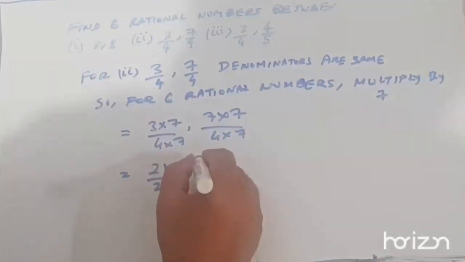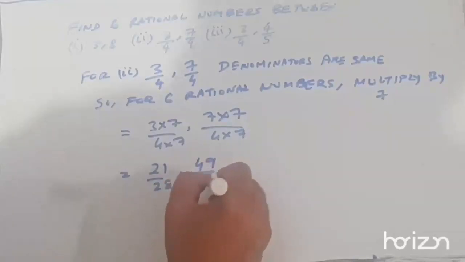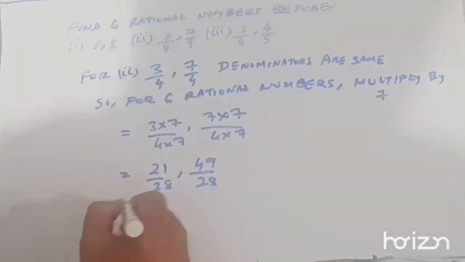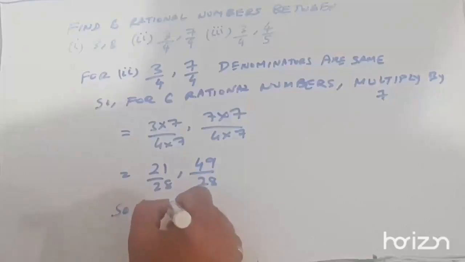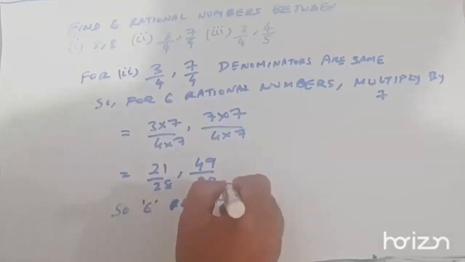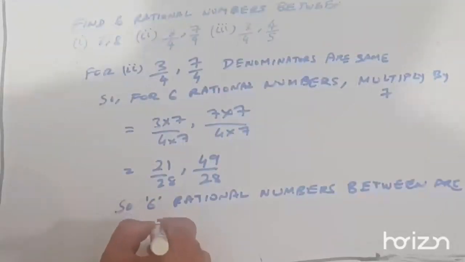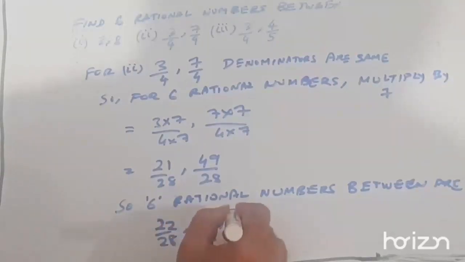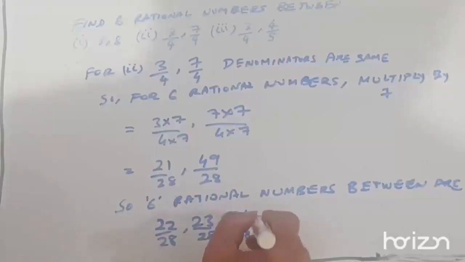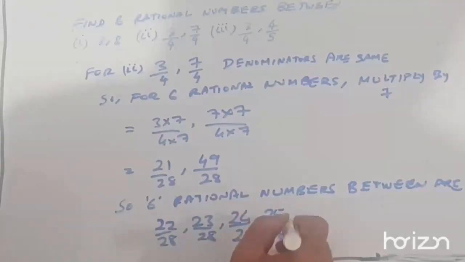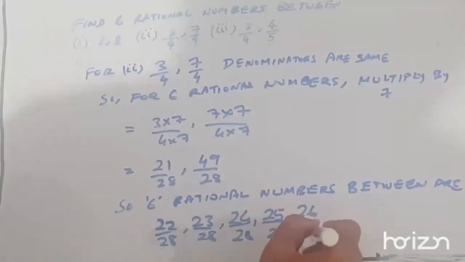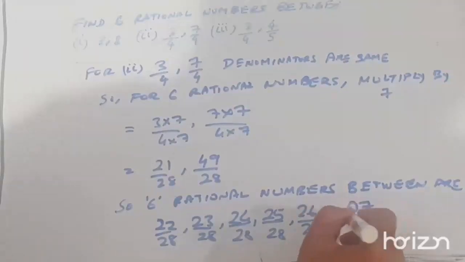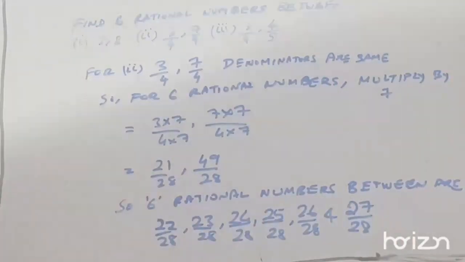Okay, so once we have this form, it is easy to enumerate the six rational numbers. We already got 21 by 28, so we start from 22 by 28, 23 by 28, 24 by 28, 25 by 28, 26 by 28, and finally 27 by 28. So these are the six rational numbers between the given numbers.